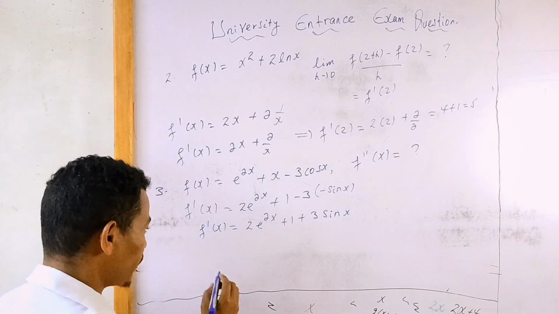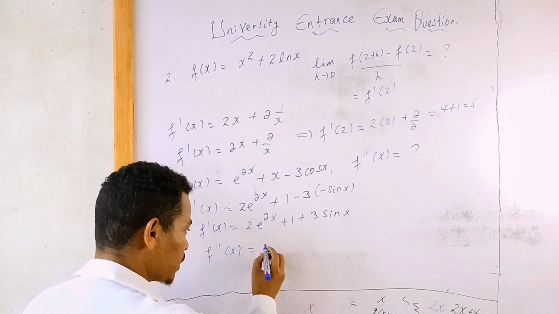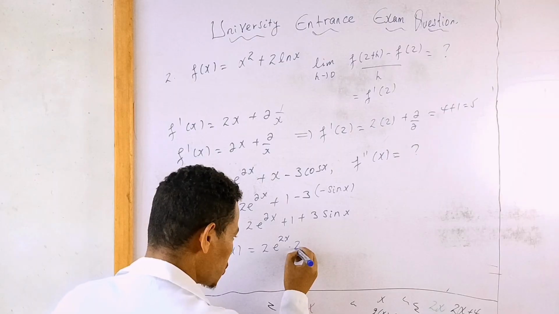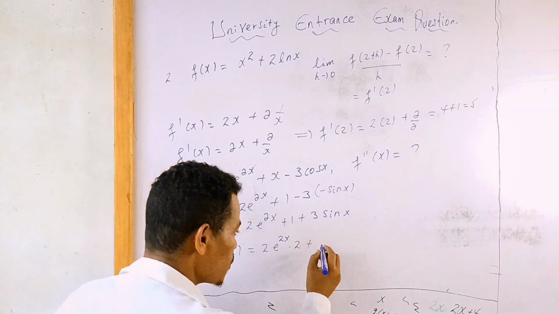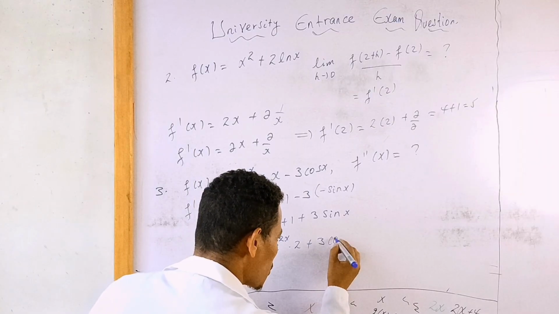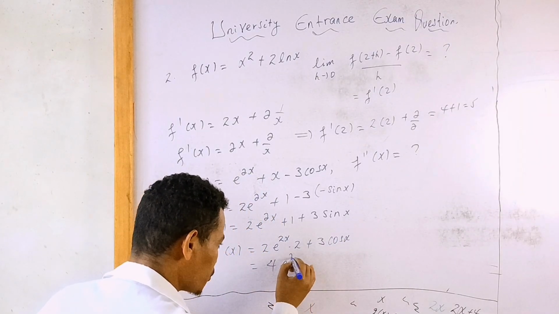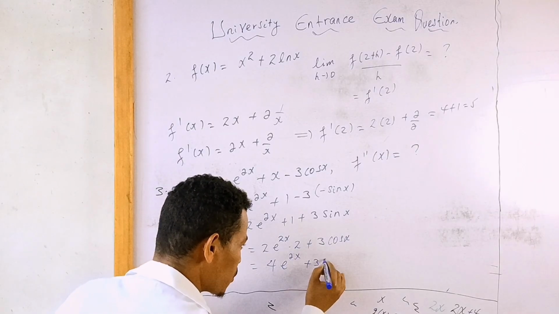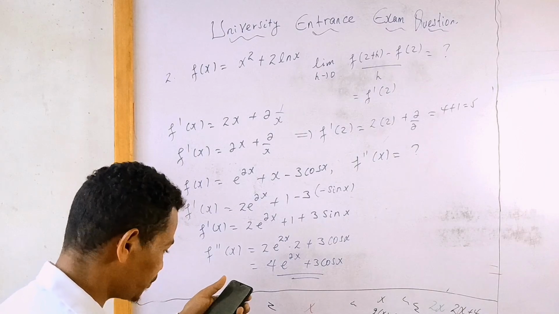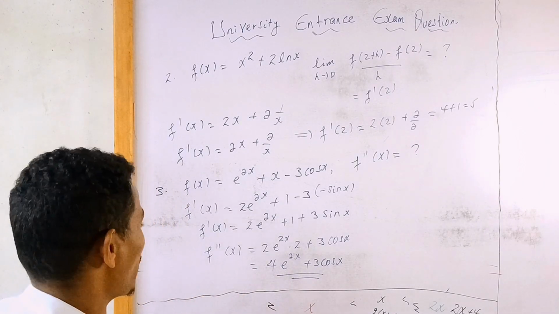Now the second derivative of x. The derivative of 2 e to the power of 2x is the same, times the derivative of 2x, which is 2, plus the constant's derivative, which is 0, plus 3 times the derivative of sin x, which is cos x. So this is the same as 2 times 2 is 4 e to the power of 2x plus 3 cos x. So for question number 3, the answer is 4 e to the power of 2x plus 3 cos x, which is D.